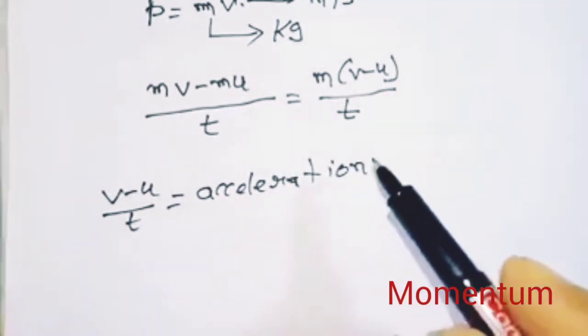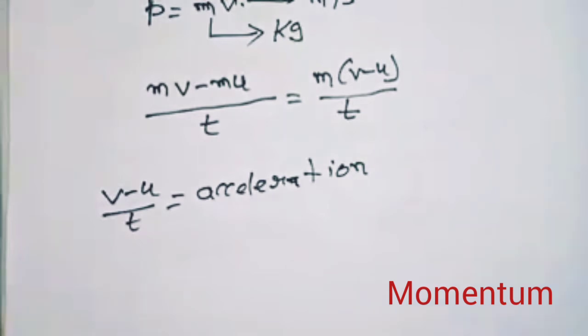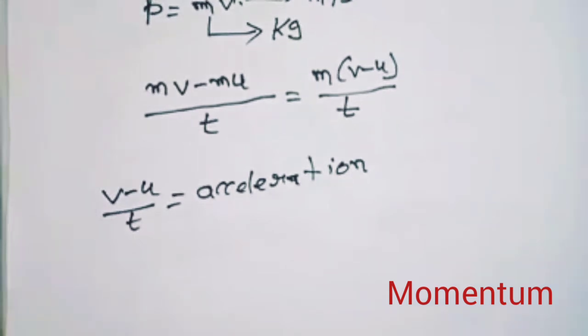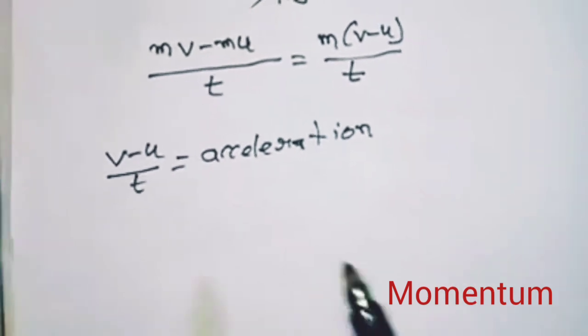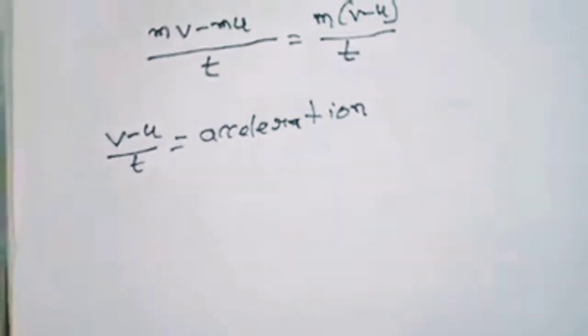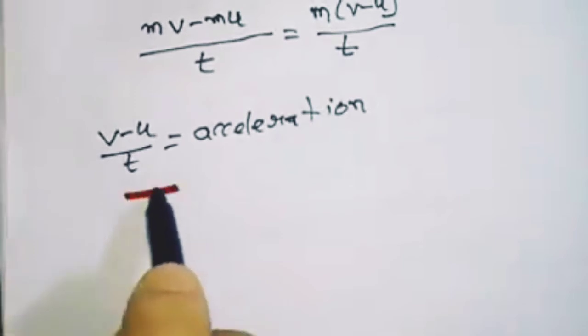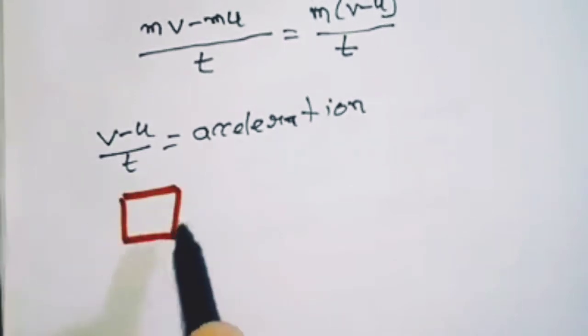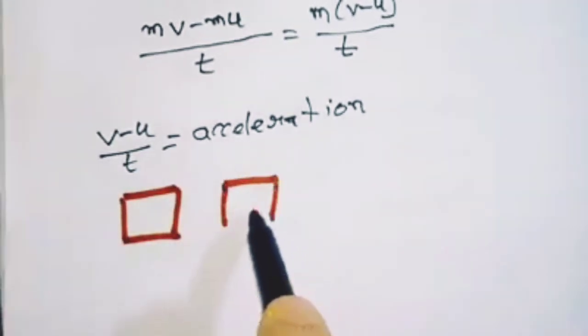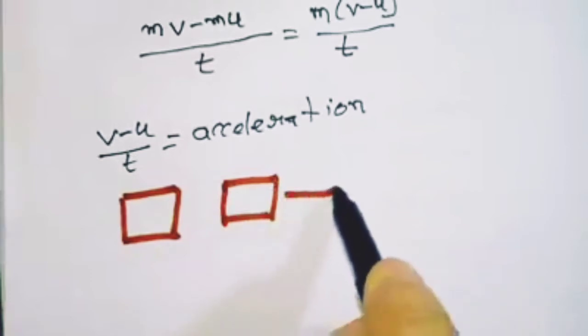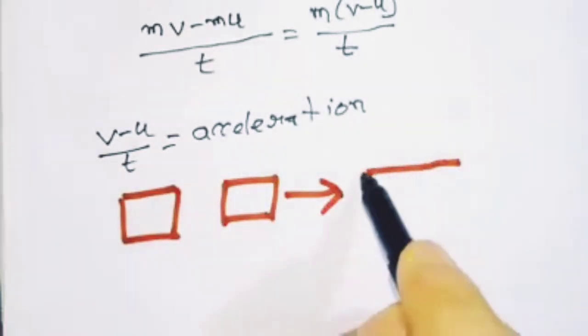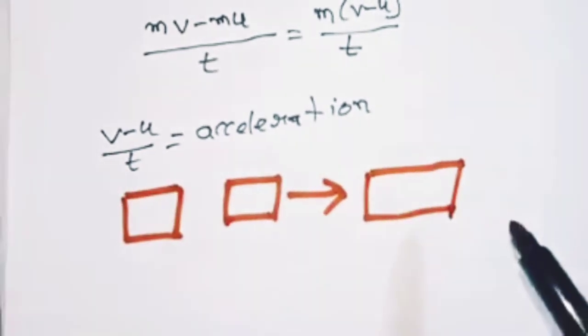Now we know from the laws of momentum that momentum is always conserved. In order to demonstrate that, I will quickly draw two simple figures. This is a body, this is a body, and after collision they are sticking together. So this is where they are sticking together.